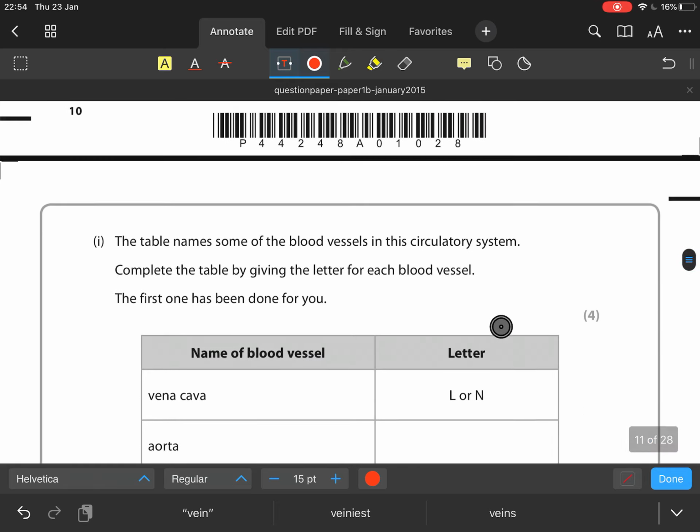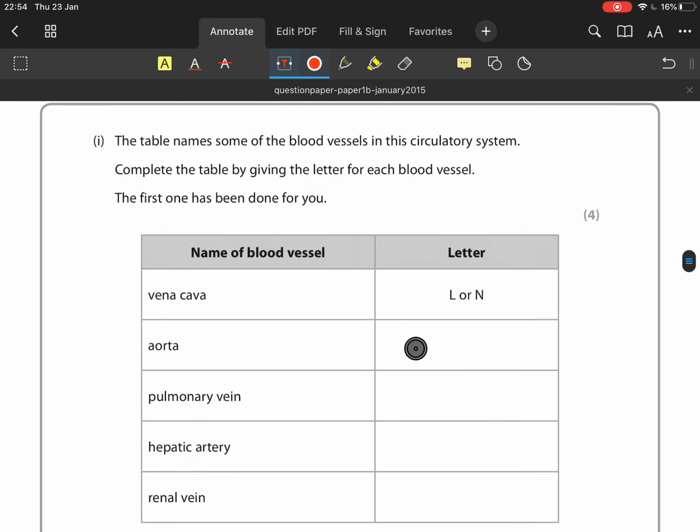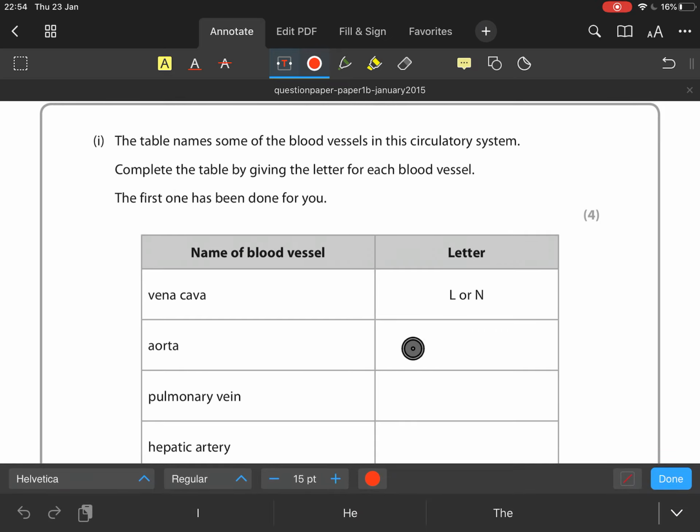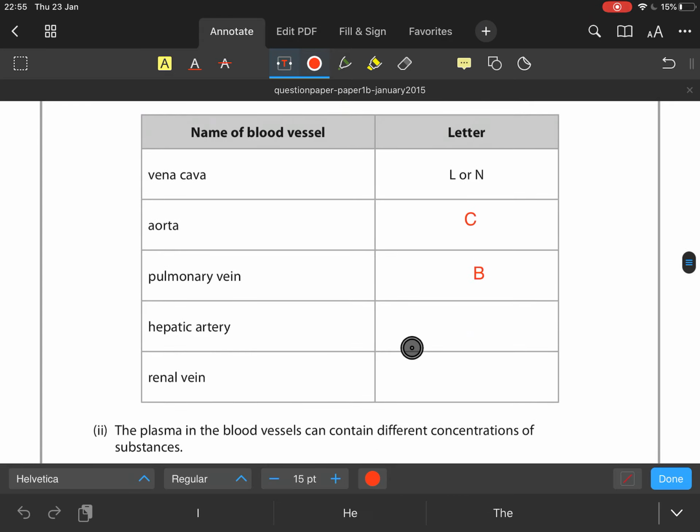So let's actually see what the question is we need to do. The names of some of the blood vessels in the circulatory system: complete the name or the letter given the name for each blood vessel. Well, from what I've gone through there, we can look back and see that C is going to be our aorta. We can see that B is our pulmonary vein. D is our hepatic artery. It's the artery going away from the heart towards the liver. And I is our renal vein. So hepatic and renal: hepatic, anything to do with the liver; renal, anything to do with the kidney.